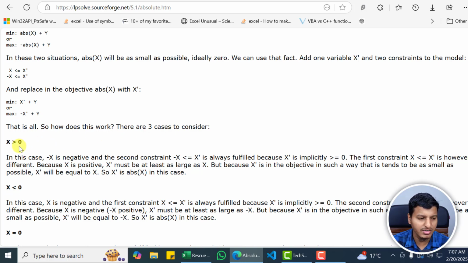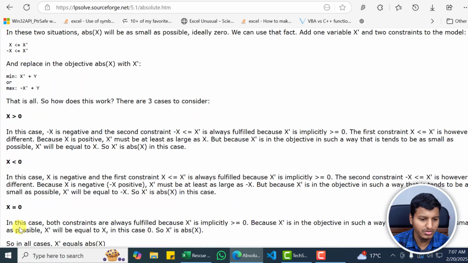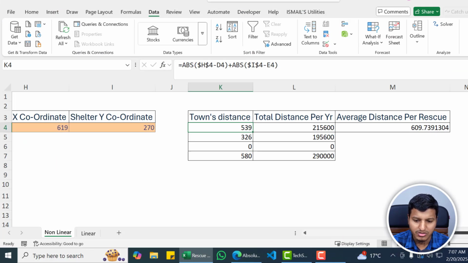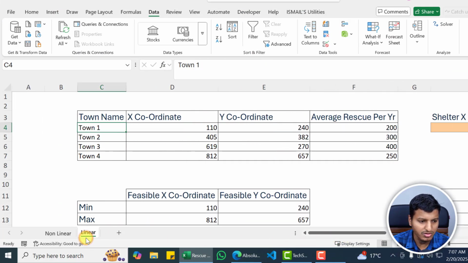So if x is greater than 0, less than 0, and x equals 0. I'm not going to explain all of this; you can read the documentation. I'm just going to show you how to set it up. Okay, so we had the same thing in this non-linear and linear.